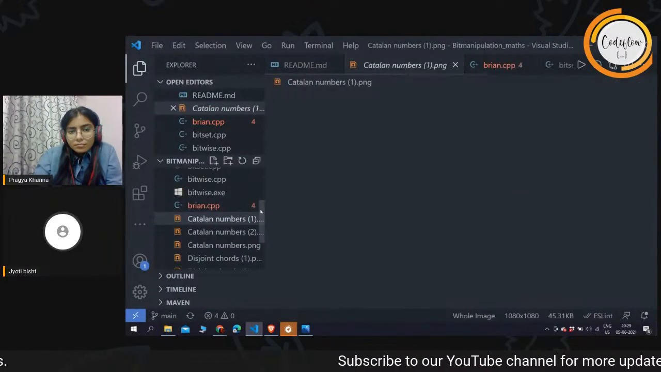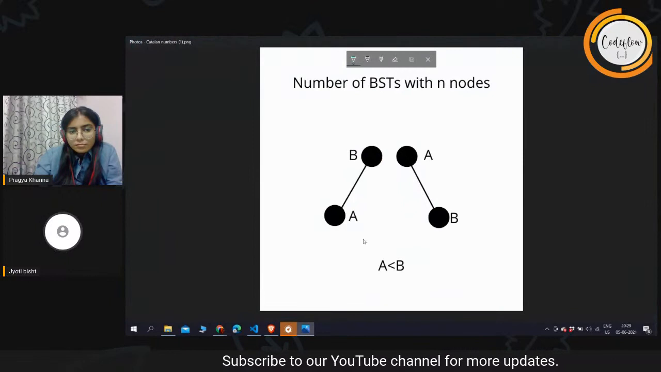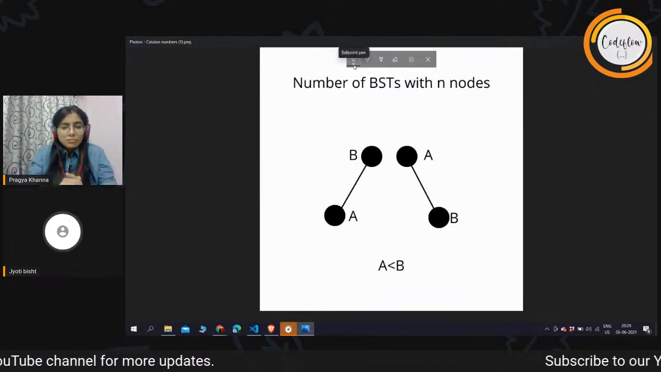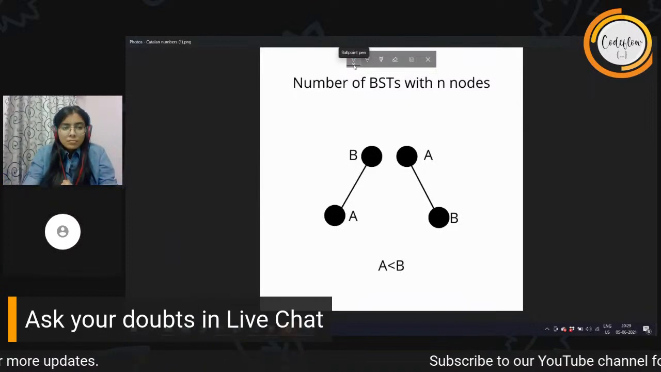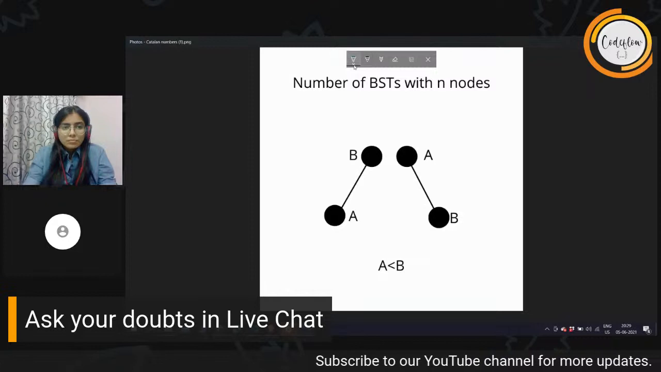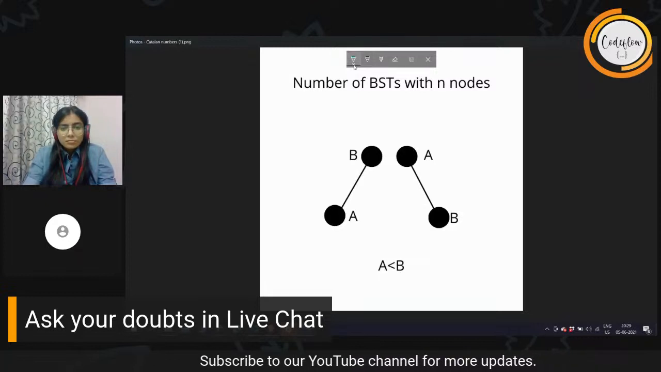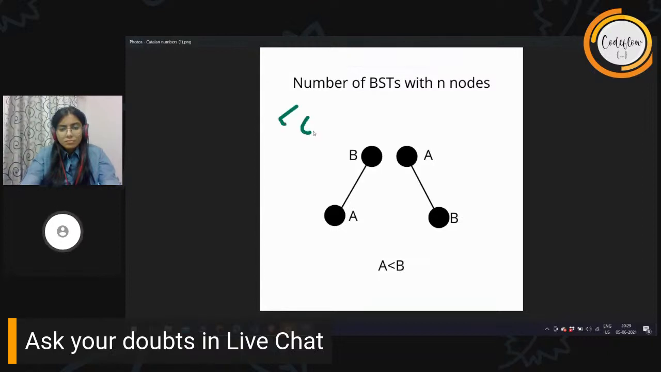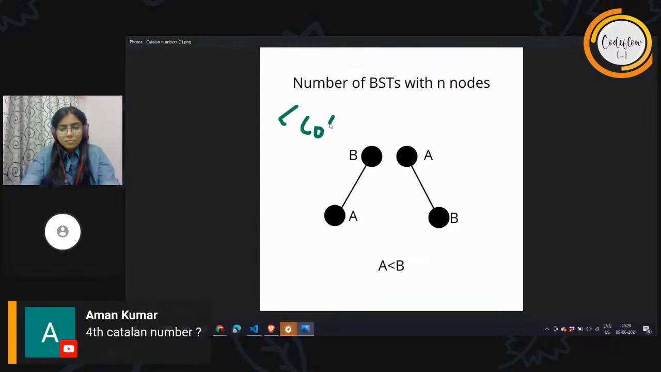You have to just find how many Catalan numbers will come. For n is equal to 4, what will be the series? Can you just quickly write in the chat the series? What would be the answer for it? Yes, fourth Catalan number. It would look something like C0, C3. Let me just write it for you.